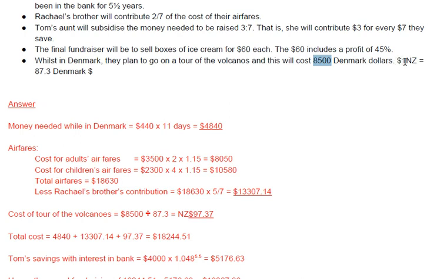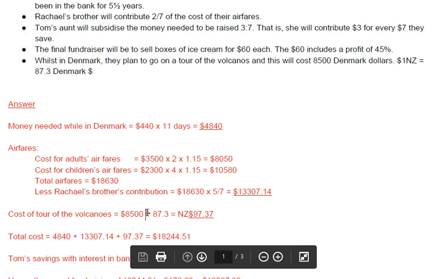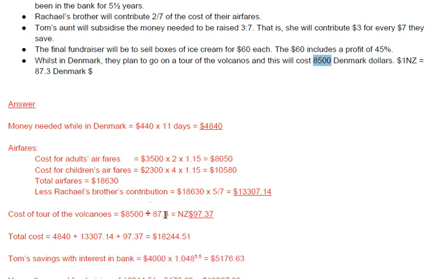8,500 Denmark dollars, and 1 New Zealand dollar is equal to 87.3 Denmark dollars. So notice that there's less New Zealand dollars, 1, and we get more Denmark dollars, 87.3. So I could choose to either multiply this 8,500 by 87.3 or divide by 87.3. Which one do I use? Obviously, multiplying by 1 or dividing by 1 is not going to make any difference, so we can just ignore that 1 and deal with just the 87.3.